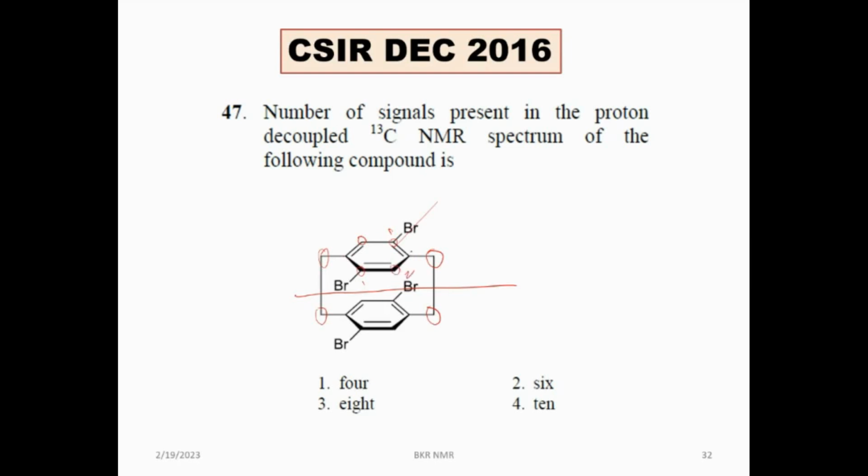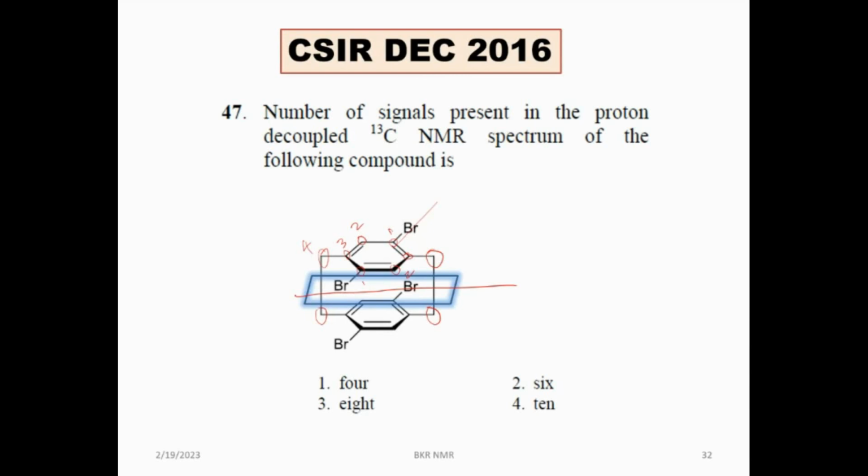So this is 2. And this carbon, which is connecting the ring carbons, is 3. So what happens is this becomes 4. So in total we will have only 4 signals. So the answer is 4. Absolutely right. So you can see the mirror plane.